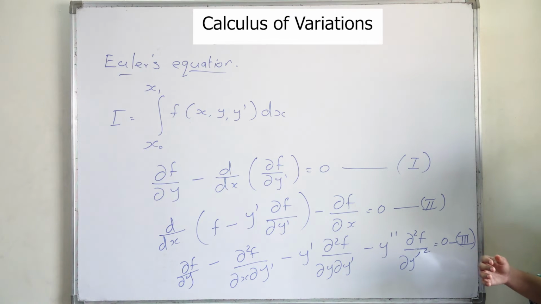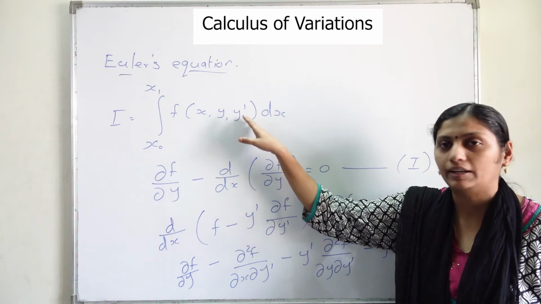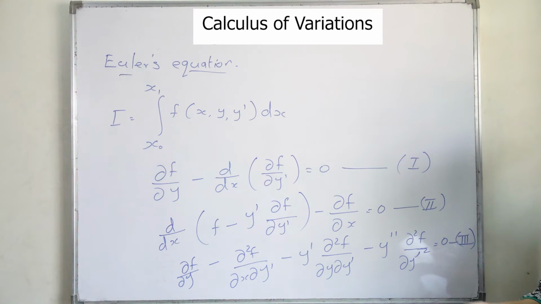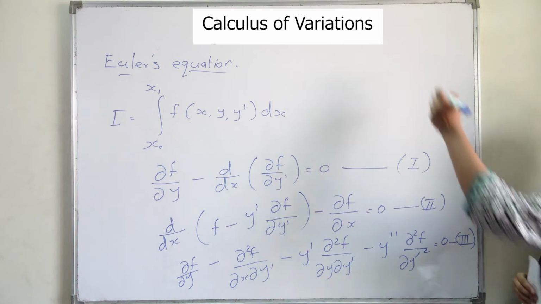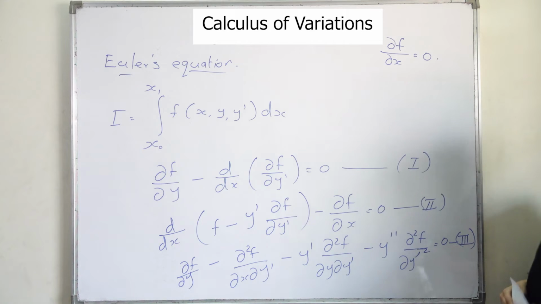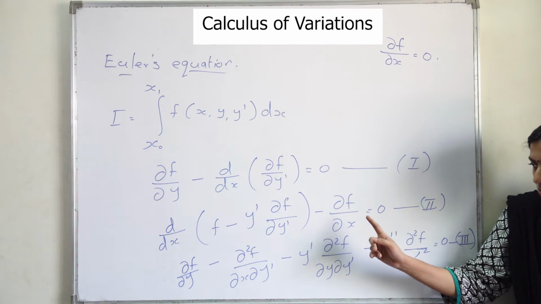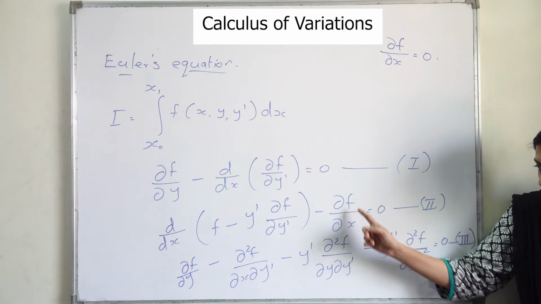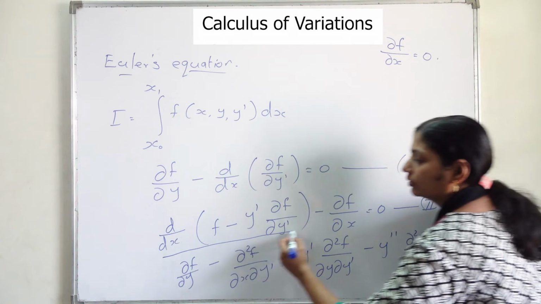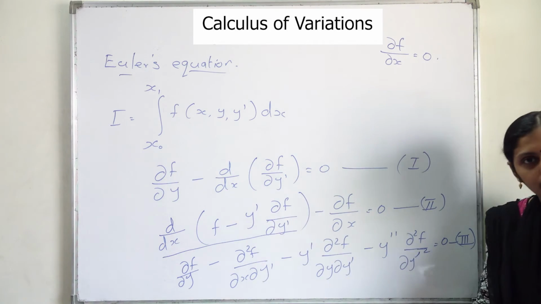Now the first case is, suppose the given function is f of x, y, y'. Suppose f is independent of x. So if f is independent of x, what do you get? ∂f/∂x is equal to 0. So if ∂f/∂x is equal to 0, you can go to the second equation. In the second equation, you get only this part: d/dx of (f − y' ∂f/∂y') is equal to 0.